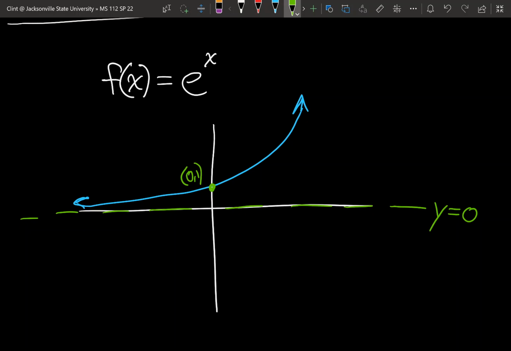So all exponentials with a base bigger than 1 have that same basic shape. The only way you can really tell the difference is if you put them on the same graph and compare them. So like 3 to the x would get big a little bit sooner. 2 to the x would get big a little bit later. So this one falls in between those.